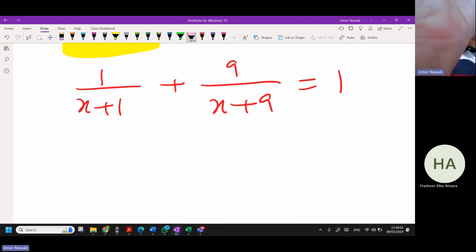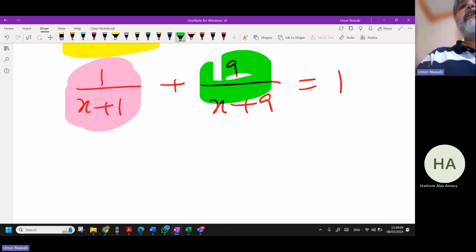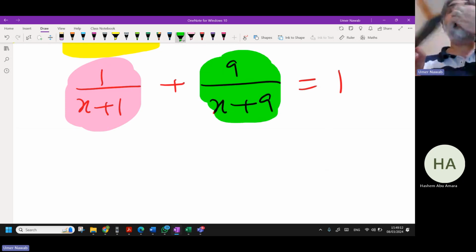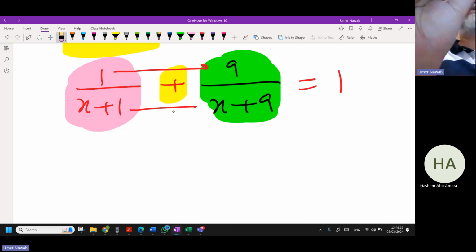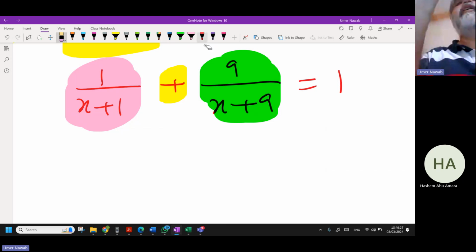Whenever you see fractions, and this is a fraction, and this is also a fraction, I have to make the same denominator, because I have a plus or minus sign in between. If there is a multiplication sign, you can multiply 1 with 9 and this one, but there is no multiplication sign in between. I have to make the same denominator. Or I have a butterfly method.